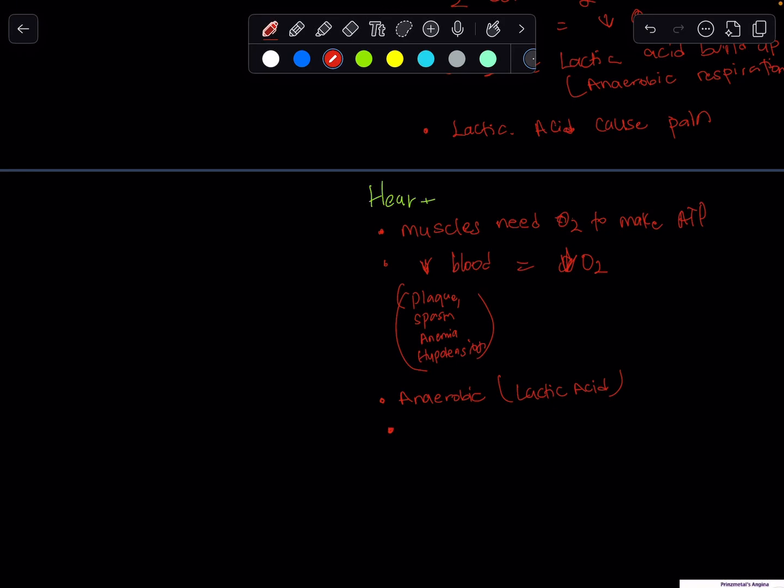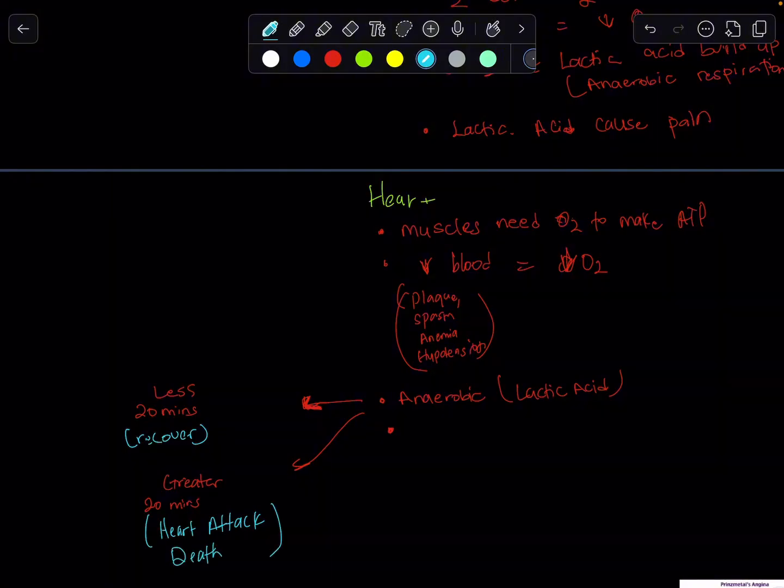We know when you get muscle cramps, if you sit and let your body recover, oxygen starts going to your leg and everything is fine. So this is the problem. We don't want this to go on. If it goes for less than 20 minutes, we can recover, right? This is very important. And if it goes for greater than 20 minutes, you can have a heart attack and die, literally dead.